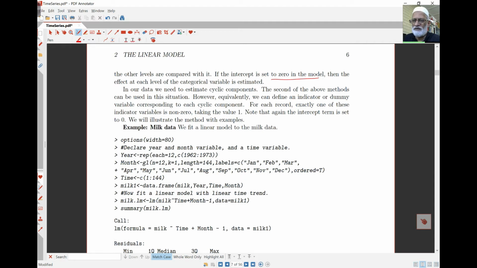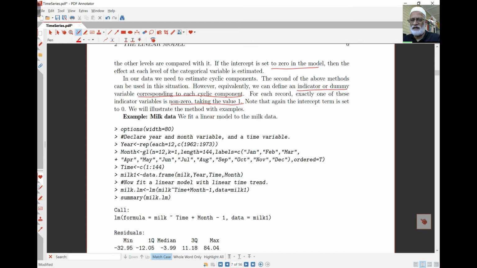So if you look at the milk data, for example, we certainly want the cyclic component. We can define indicator or dummy variables for this purpose, so that we have one level corresponding to each of the cyclic components. In each record, exactly one of these indicator variables is non-zero and takes the value 1, so essentially it will be a 0-1 situation.